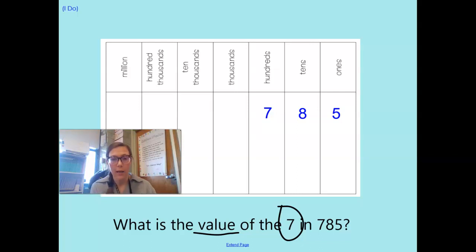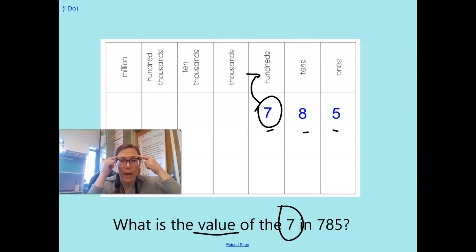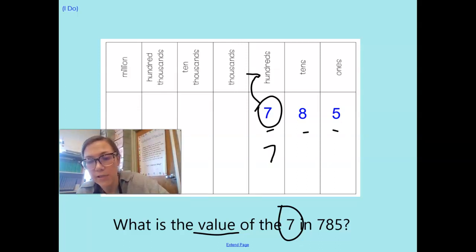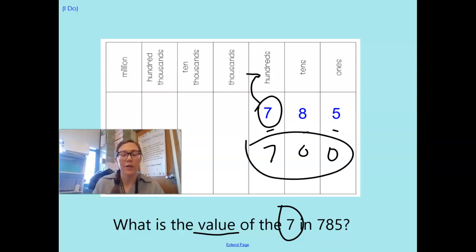So you can use it if you need it, and then once you get comfortable, you can take the place value chart away. So I first need to find where the 7 is. It's right here. 7 is in the 100 spot. We know when we write 100, how many zeros do we put behind 100 when we write it? We put 2 zeros behind it. So the 700s represents 7 with 2 zeros behind it, which turns into the number 700. So my answer to the question is the value of 7 in 785 is 700.